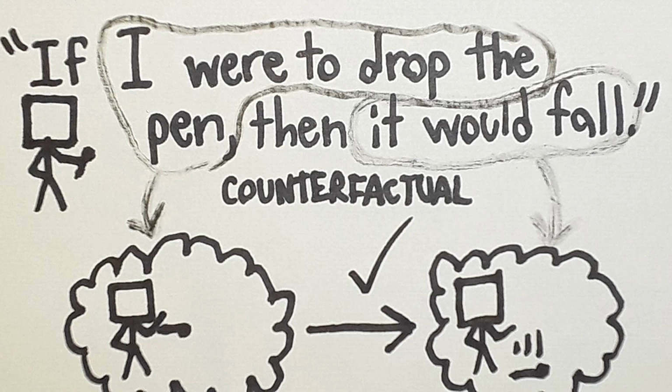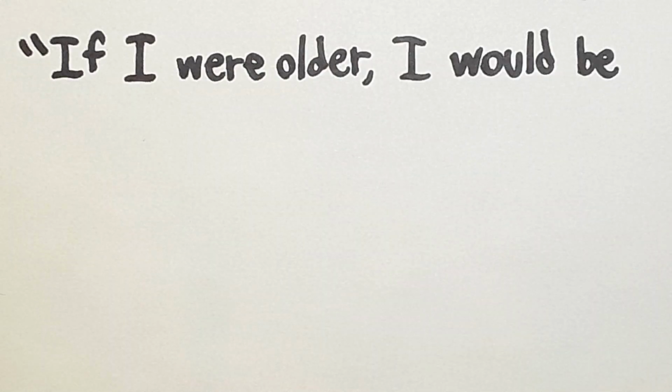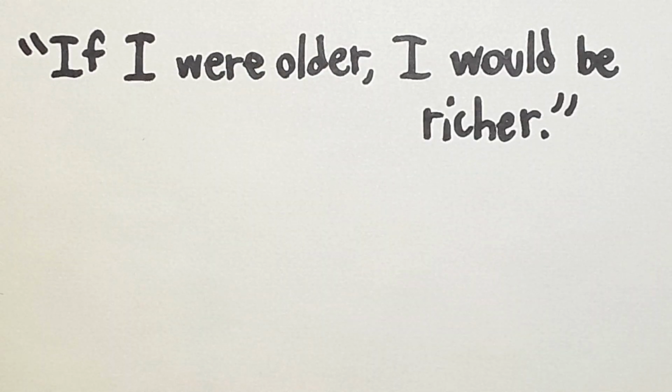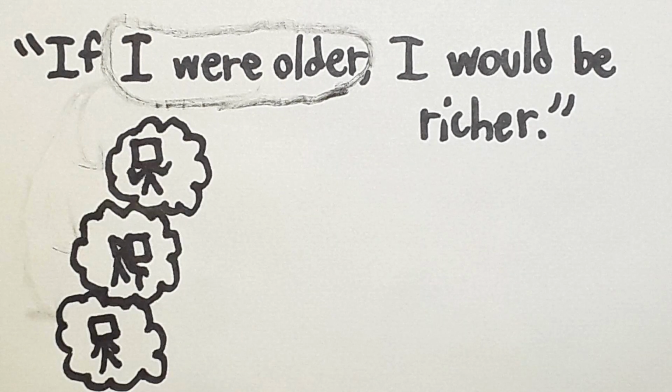But there's a very big problem with counterfactuals. Take the following counterfactual statement. If I were older, I would be richer. Now, there are infinite possible hypothetical scenarios described by the antecedent. There are some where I'm a year older, and some where I'm 50 years older, and some where I'm a decade older, and so on.